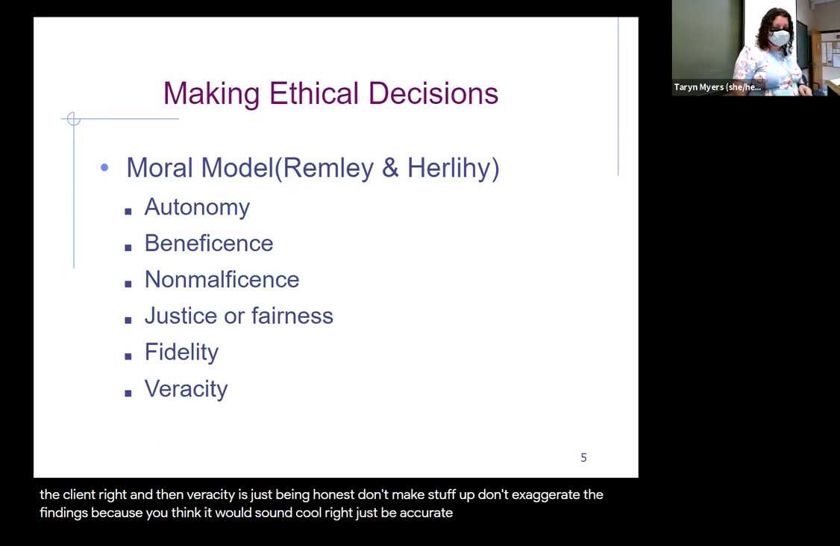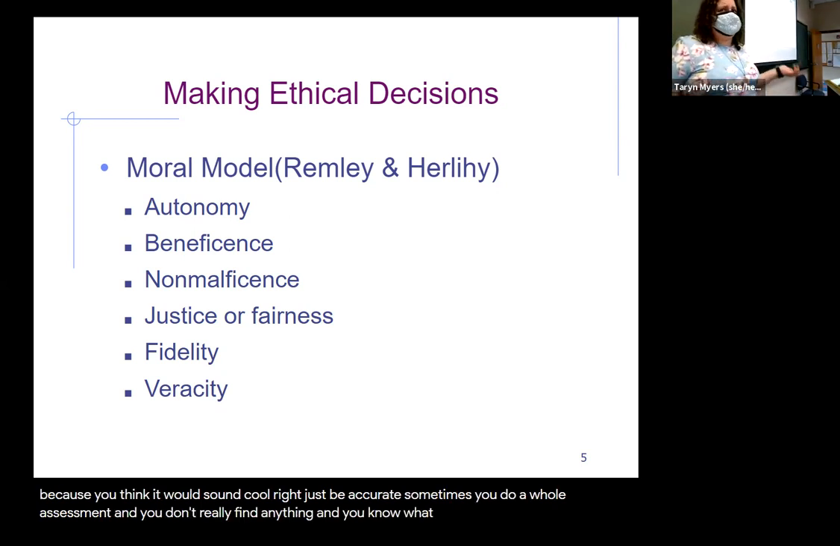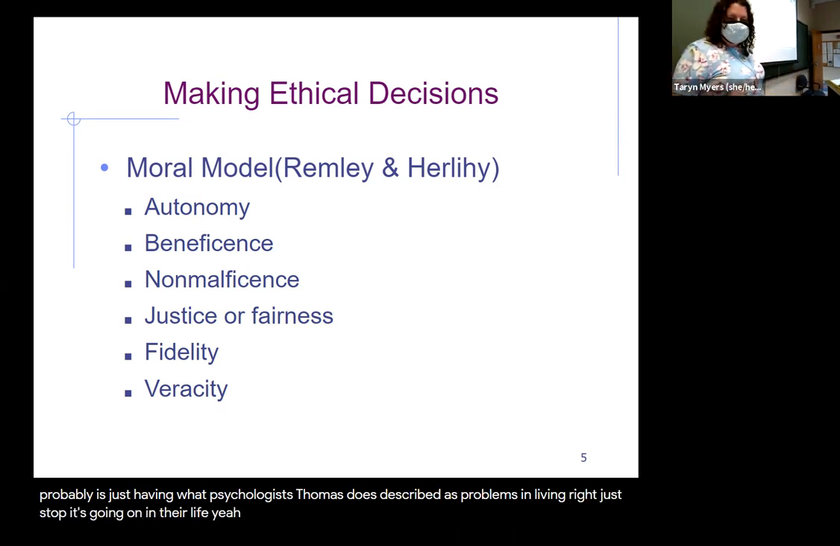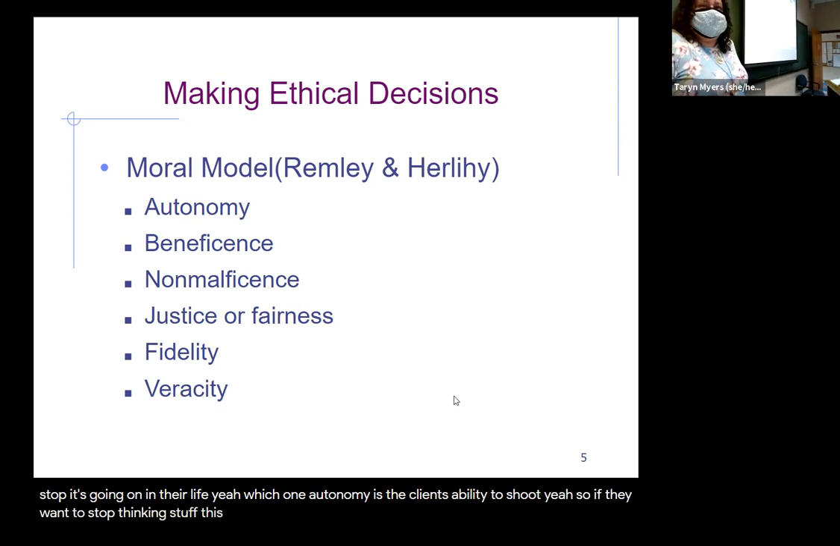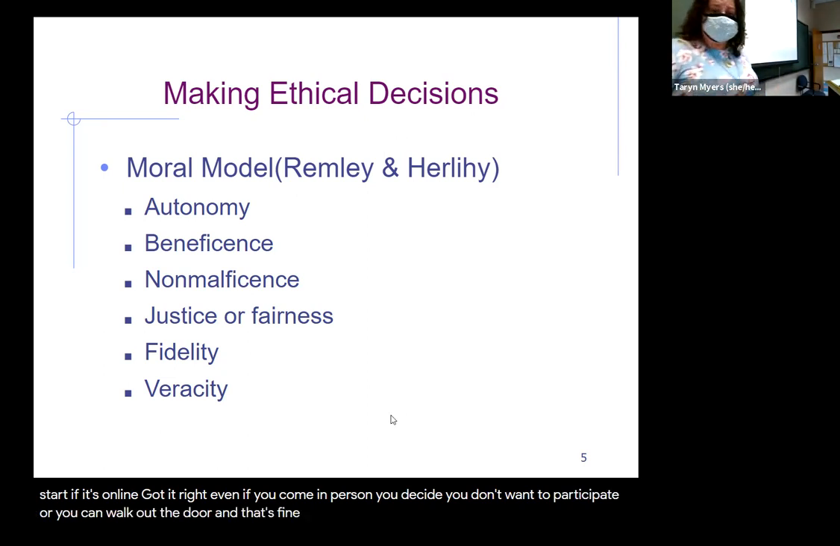Just be accurate. Sometimes you do a whole assessment and you don't really find anything. And you know what? That's okay. That person probably is just having what psychologist Thomas Szasz described as problems in living, right? Just stuff that's going on in their life. Yeah. Which one? Autonomy. Oh, autonomy is the client's ability to choose. Yeah. So if they want to stop, they can stop. This happens in research. So technically, any research study you start, if it's online and you just can't finish it, you can just click out of it, right? Even if you come in person, you decide you don't want to participate anymore, you can walk out the door, and that's fine.